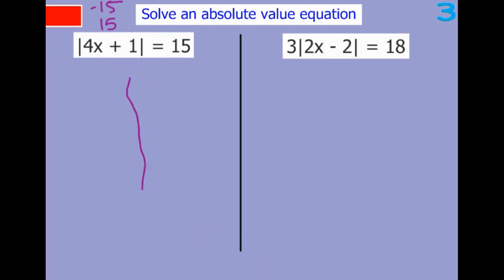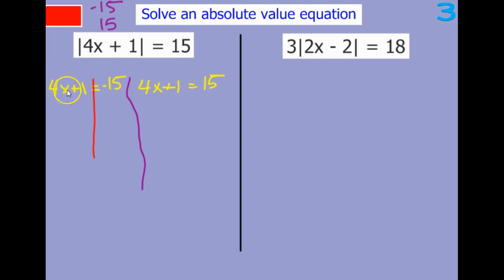So I'm just going to leave space for two equations. I have one that says 4x plus 1 equal to a negative 15, and the other 4x plus 1 equal to a positive 15. I'm always writing the one equal to a negative first because it will help us on our next lesson.